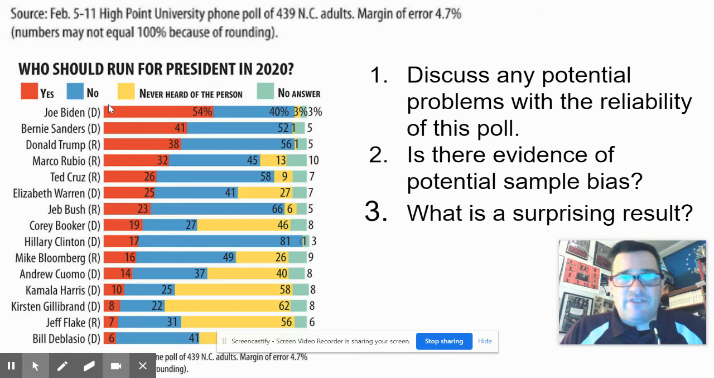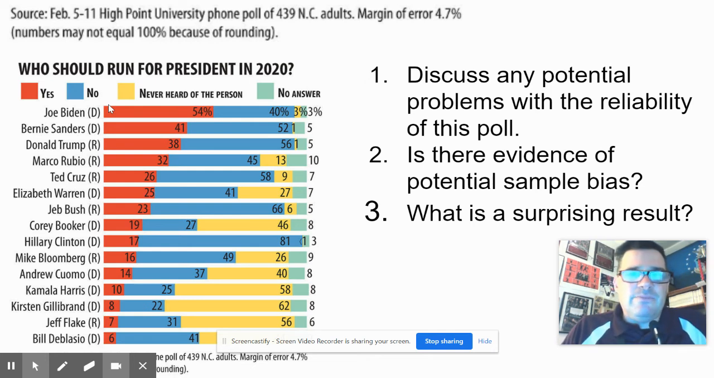So there's a couple obvious problems with this poll. There's only 439 adults that were polled, so the margin of error is 4.7. I'm surprised it's not larger than that. So neither of those things are great. It's only adults. It's not likely voters. It's not registered voters. So again, if you get a bunch of people who aren't going to vote, I'm sorry, but their opinion just doesn't matter as much as it does for people who are actually engaged.